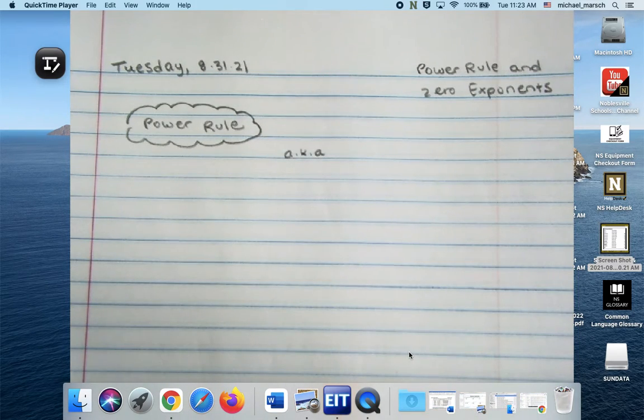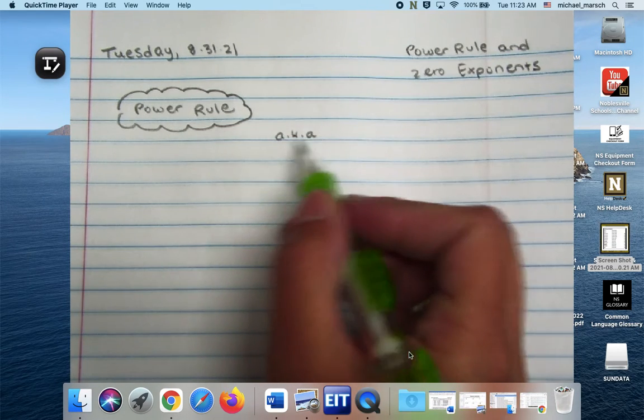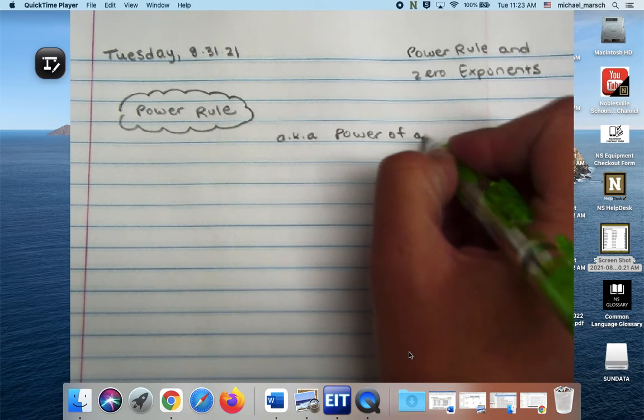The power rule has an alias. What's an alias? Anybody know what an alias is? Nobody knows what an alias is? Landon: Another identity. Yeah, like Clark Kent and Superman. Peter Parker, Spider-Man. Tony Stark, Iron Man. Like a different identity. Okay, so also known as, AKA, power of a power.